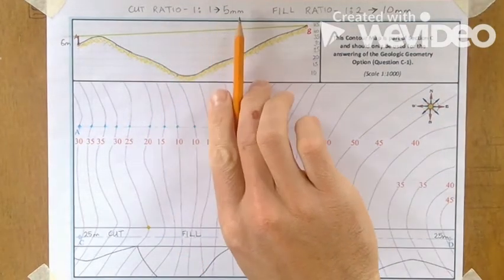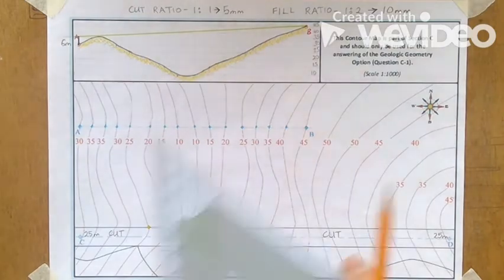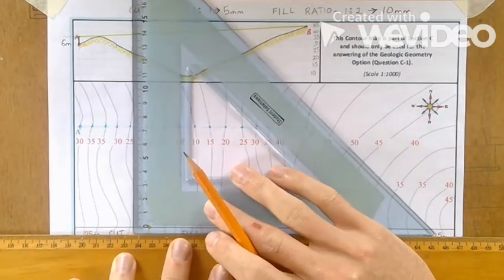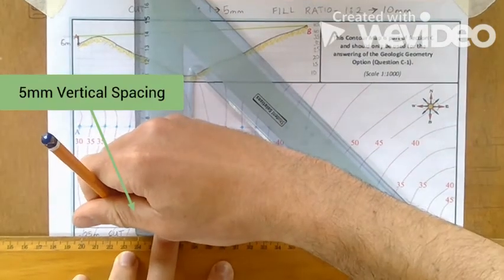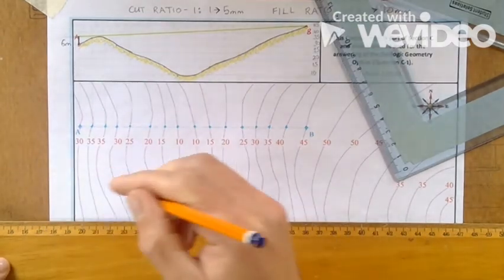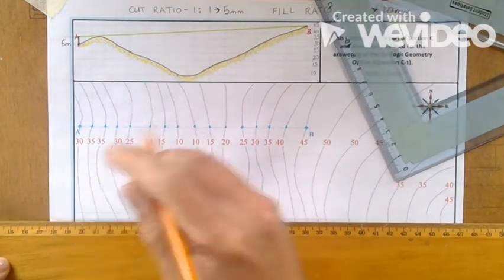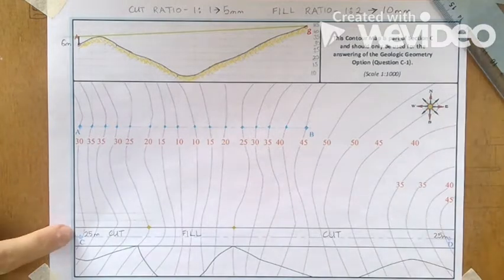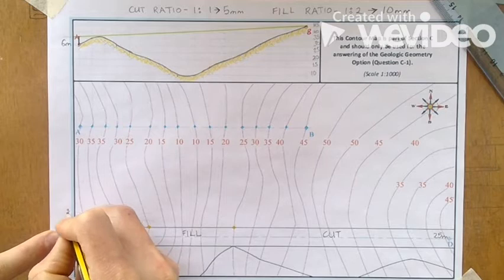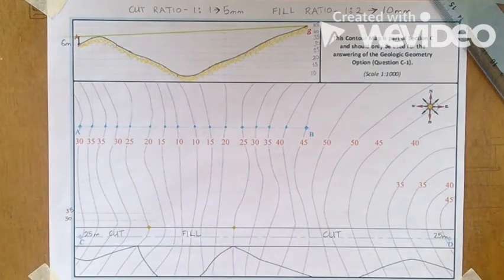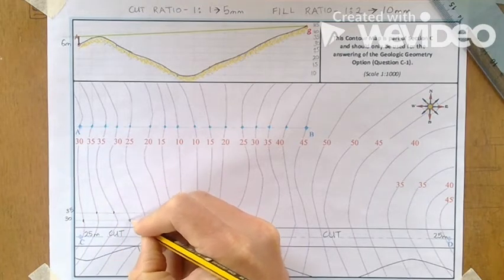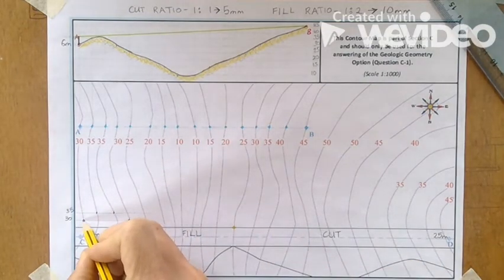So the cut ratio is 1:1, so we need to go 5 millimeters apart. Okay, so because our road is 25, the next one is going to be 30 for cut, and then 35. So identify where each one crosses, and then just join them up.